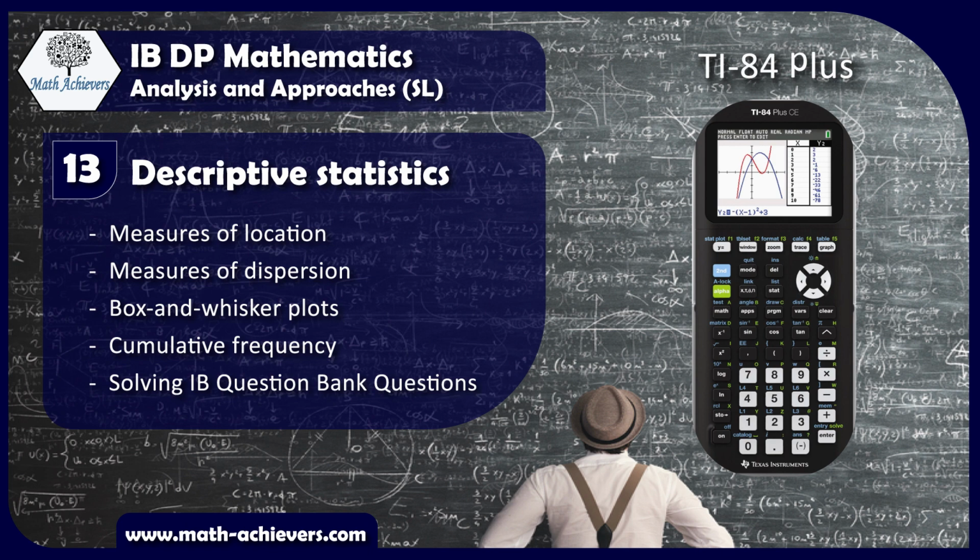Let's continue with the IB Mathematics Standard Level course, now with class number 13. Class number 13 is about descriptive statistics.